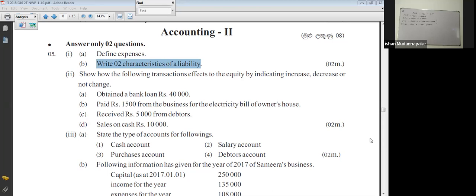Two characteristics of a liability: one is that it arose as a result of a past transaction. Another one is having a current obligation. And then outflowing economic resources when the settlement is made. Okay, then right.